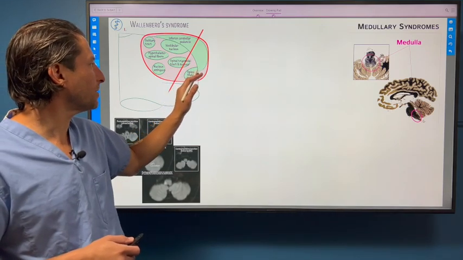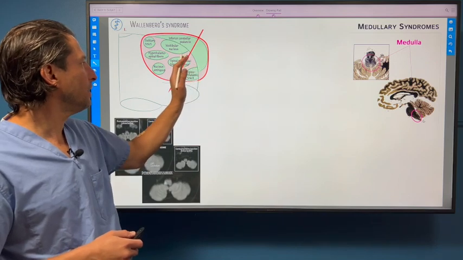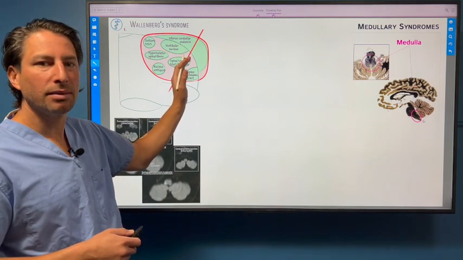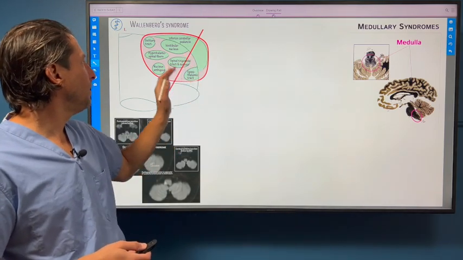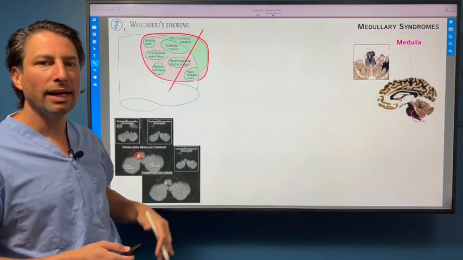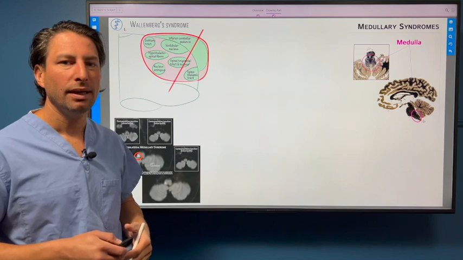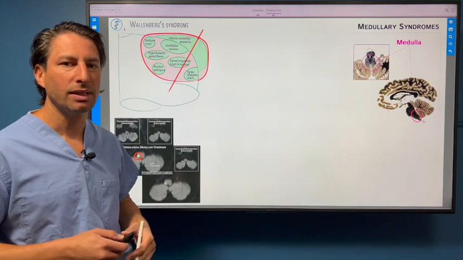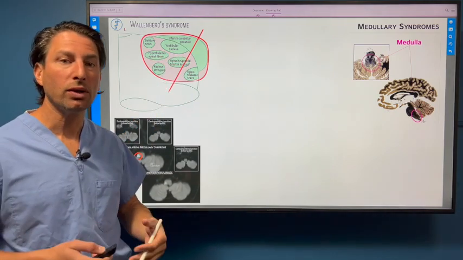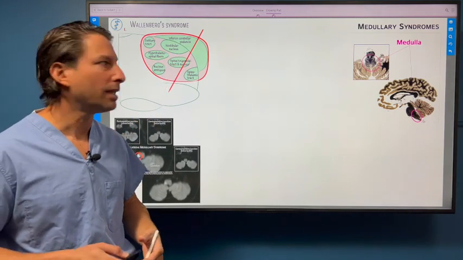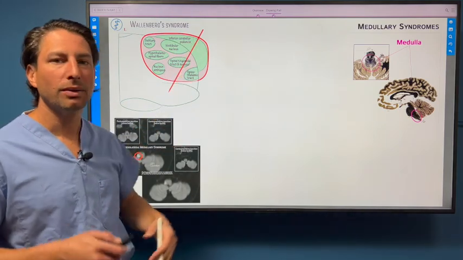So spinothalamic tract, meaning sensation from the opposite side of the body, is going to be affected. Spinal trigeminal nucleus is going to be affected, so sensory from the ipsilateral side of the face. Nucleus ambiguus and the solitary tract, so you're going to have dysarthria, and hiccups are actually one of the potential manifestations of Wallenberg syndrome. Hypothalamospinal fibers, so you can have a Horner syndrome: ptosis, miosis, anhidrosis. Vestibular nucleus and inferior cerebellar peduncle, so ataxia.